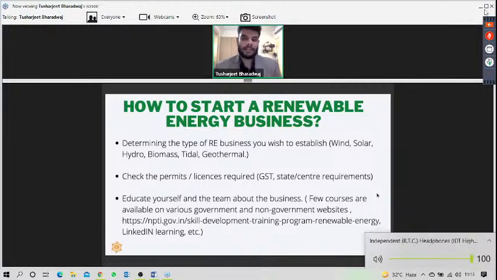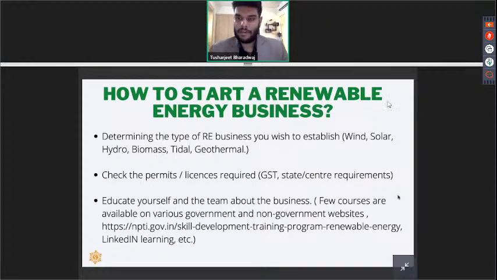It is also further divided into sales. You want to do the sales of maybe solar modules, or you want to do the O&M, operations and maintenance, of solar parks, or maybe anything of your choice. Then the second point is check the permits or license required. Currently, GST is one of the main important things which is required.